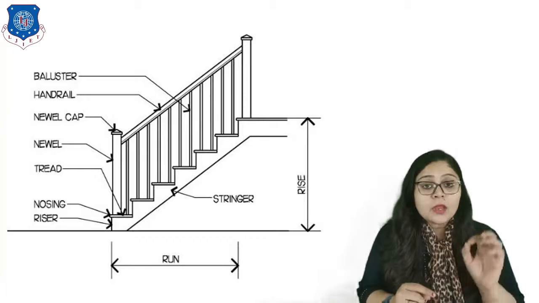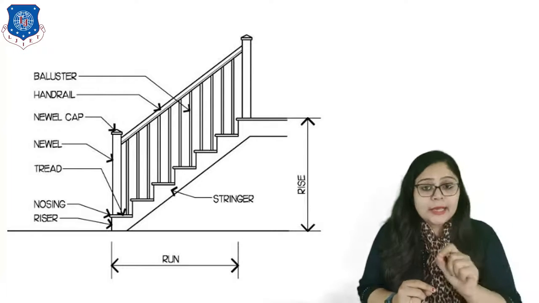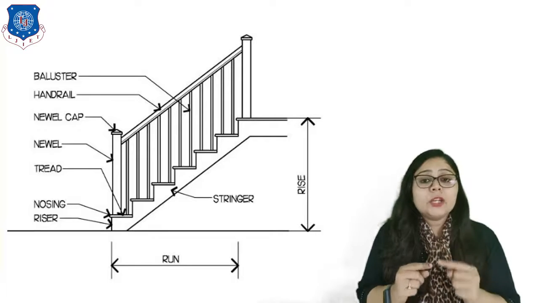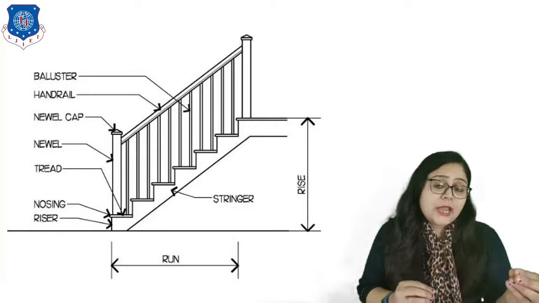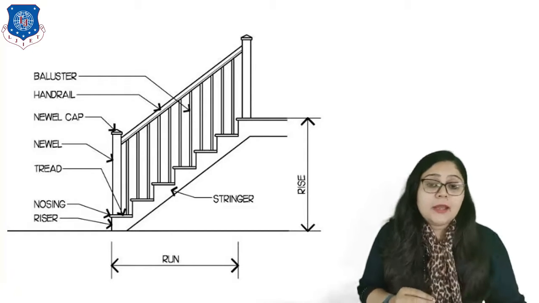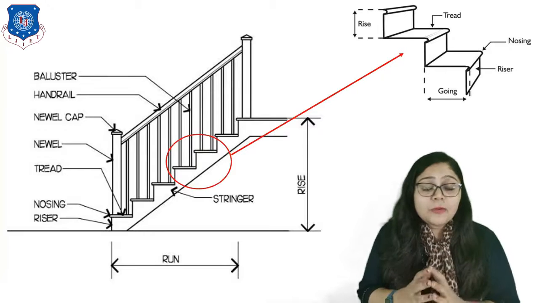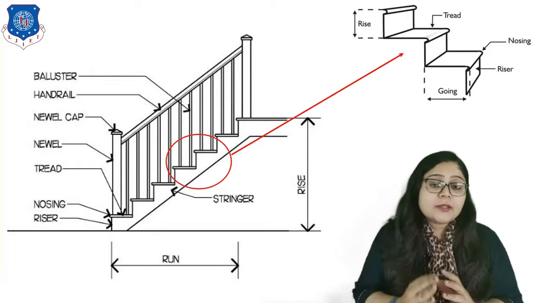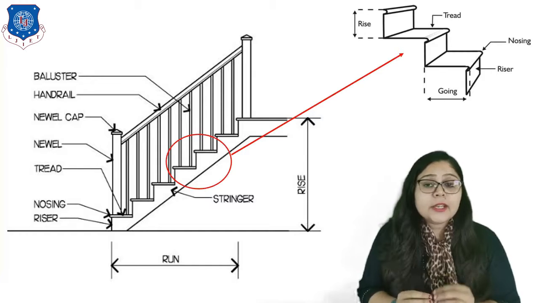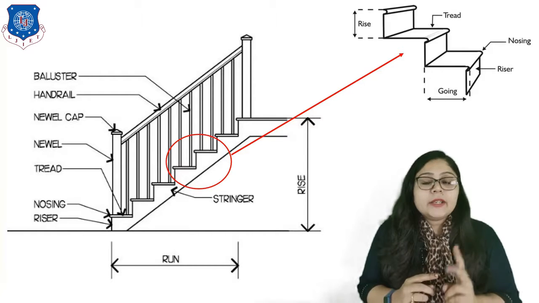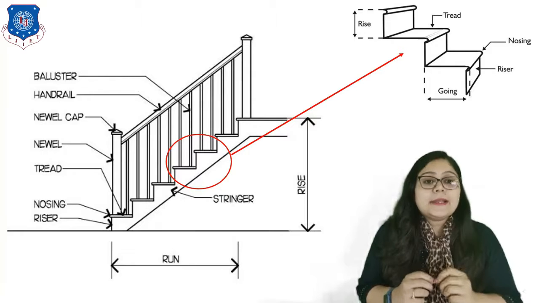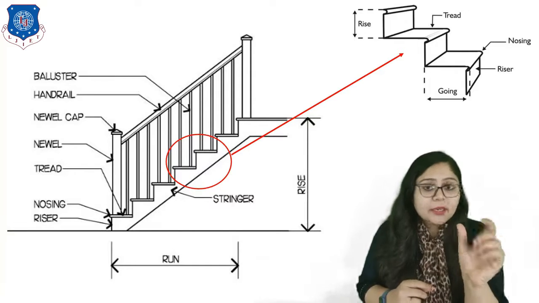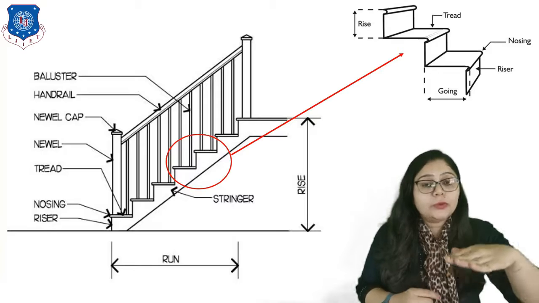Now here, the rise portion and the run portion are divided into a series of steps. So how can we calculate the number of steps, and what is a step? A step is divided into two parts. First is the riser, that is the vertical space, and second is the tread, right? That is the place where we put our foot.